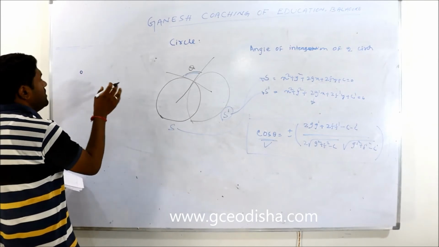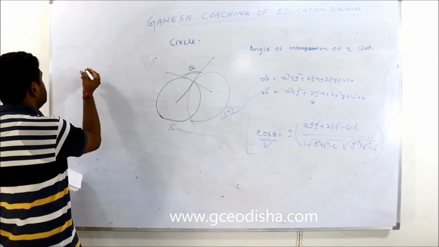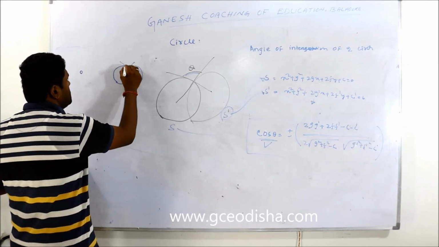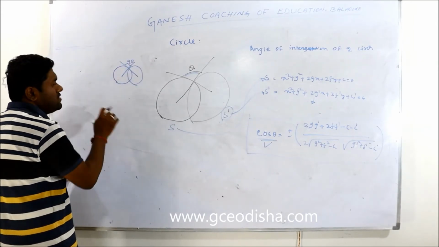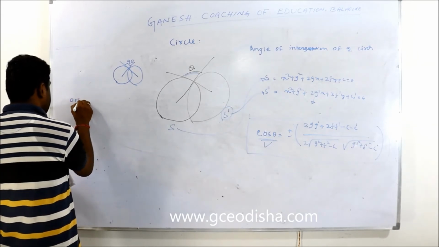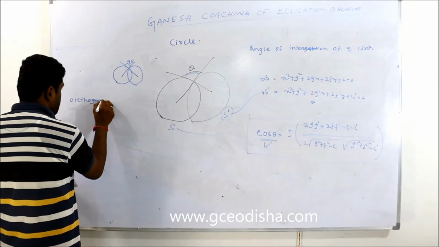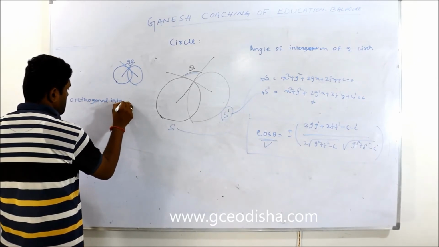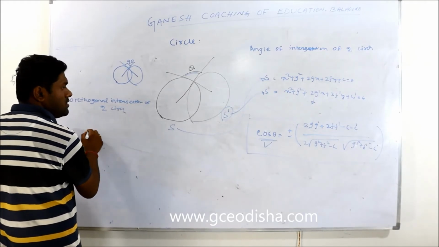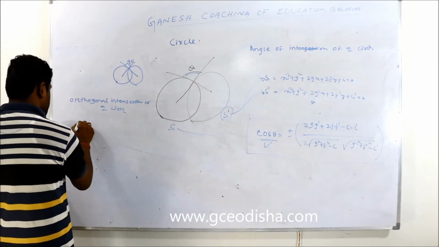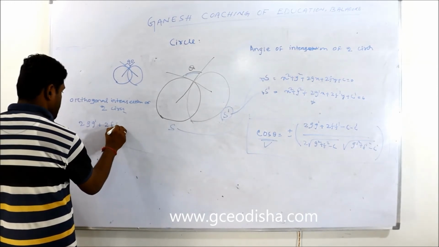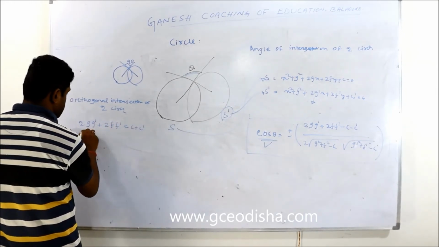Now, when the angle between two circles is orthogonal, like one circle is this and another circle is this, and when you join them, the angle is 90 degrees, what will be the formula for orthogonal interaction of two circles? This will become 2gg' + 2ff' = c + c'.